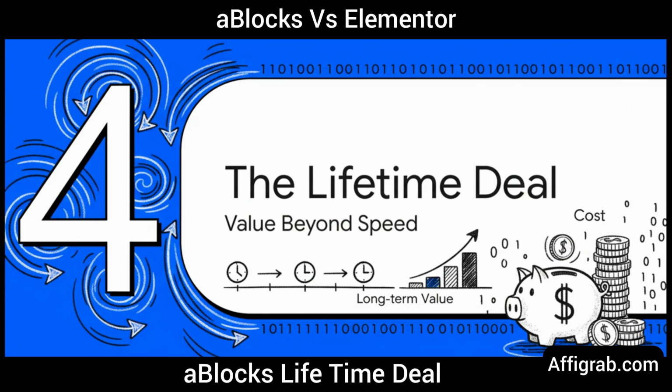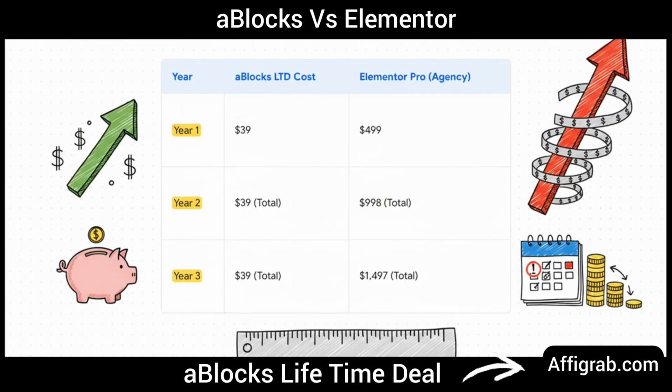But hold on, this story isn't just about speed. This massive performance difference also translates into some serious long-term value, especially when you start looking at the price tag. And whoa, this slide tells a really powerful story about your wallet. Right now, ABlocks has a lifetime deal for a one-time payment of just $39. Compare that to an Elementor Pro agency plan at $499 every single year. You can see how quickly this adds up. The difference is just staggering.